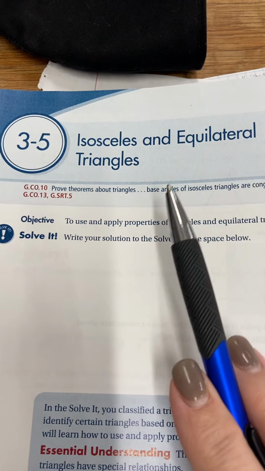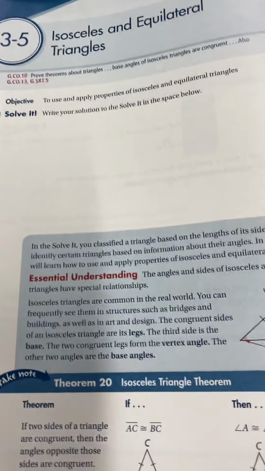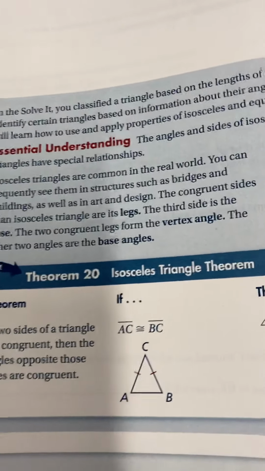All right, we're going to go over section 3.5, which is isosceles and equilateral triangles. There are several theorems in here that I'll go through and explain. So open your book to page 156.